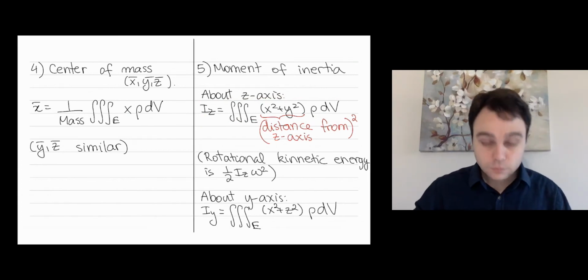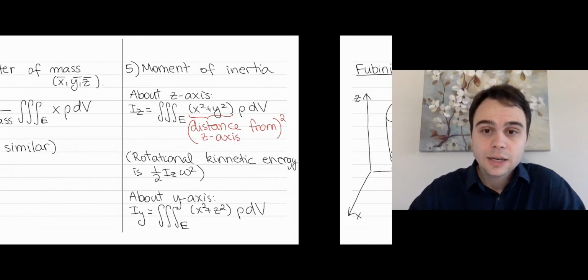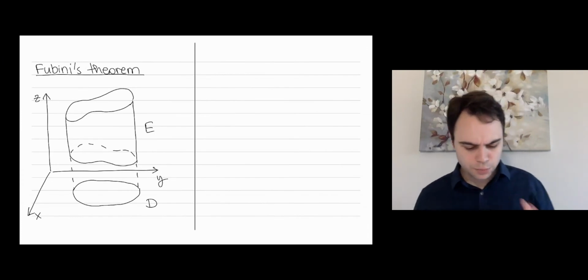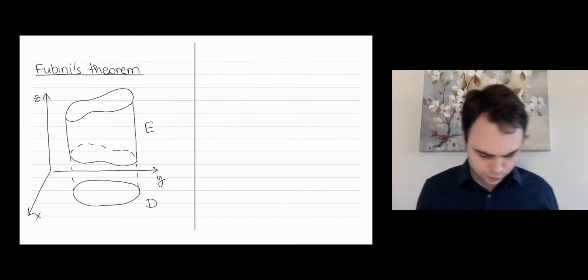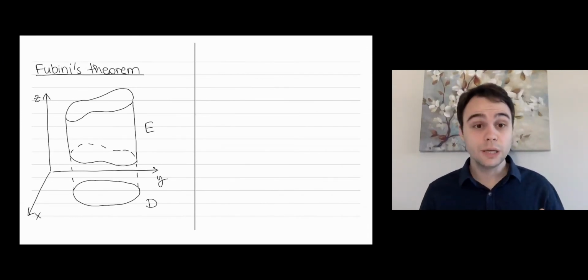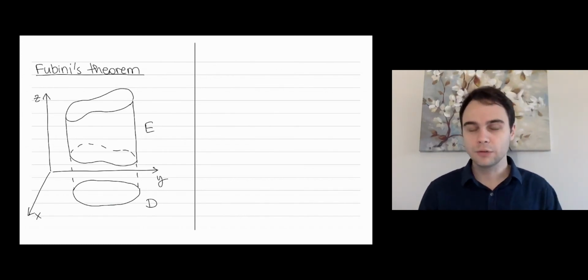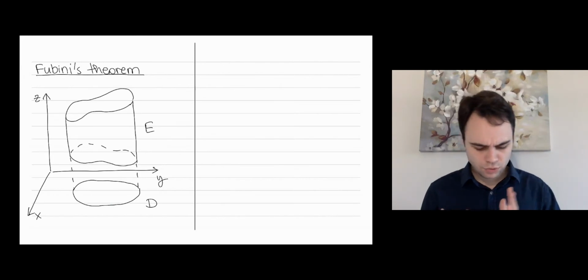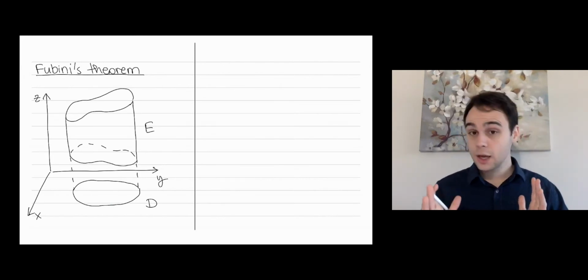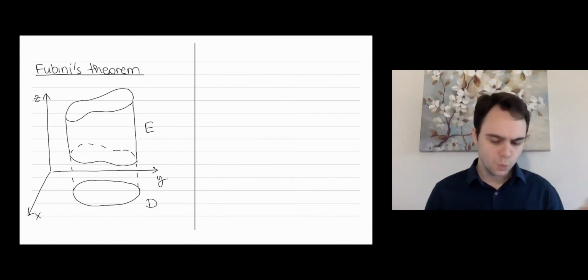Okay, so this is it about applications. Let me tell you now about how we compute triple integrals. So our bread and butter will be, like before, Fubini's theorem. There are two different ways to apply Fubini's theorem. They come with different geometric interpretations, and sometimes it's better to use one, sometimes it's better to use the other.